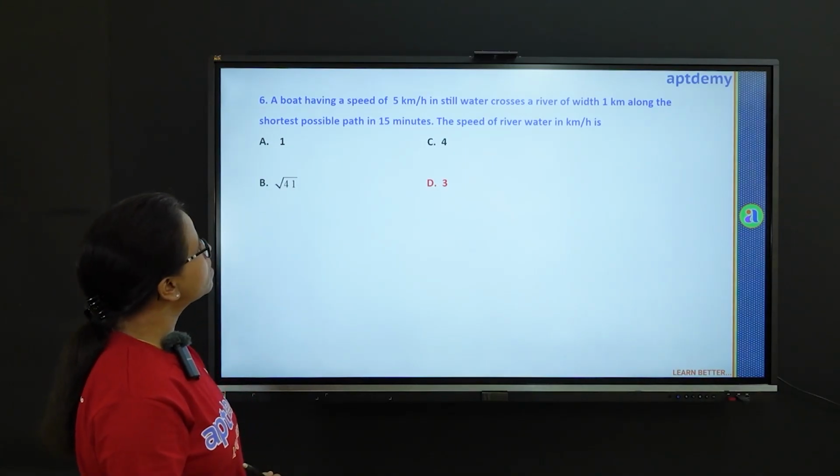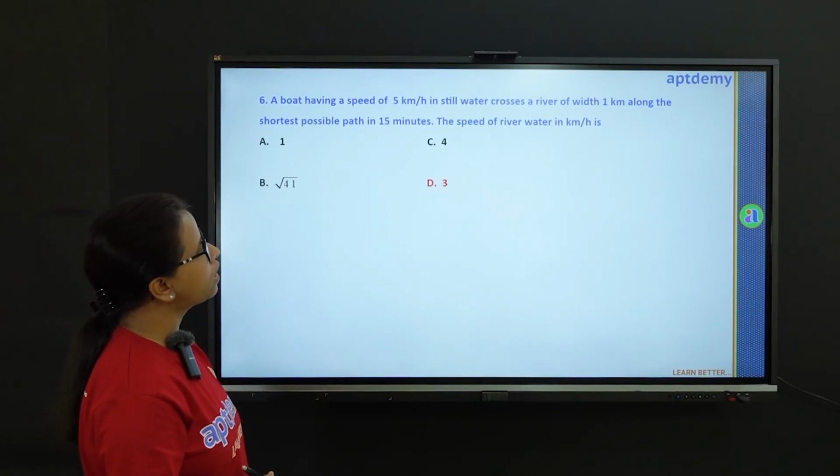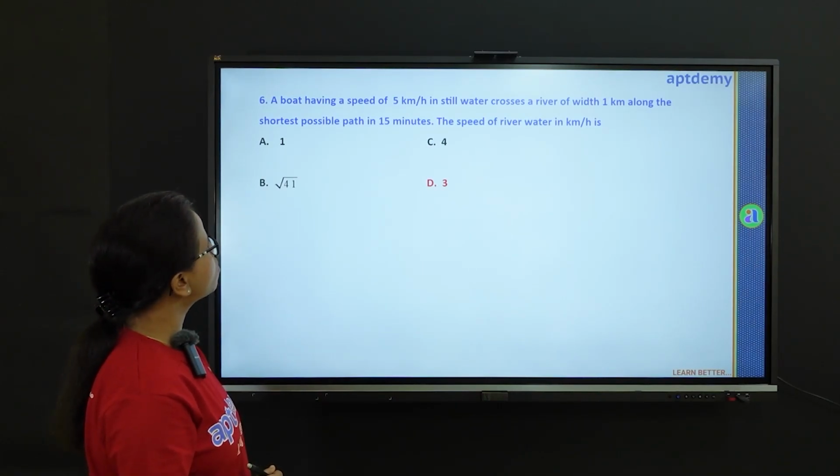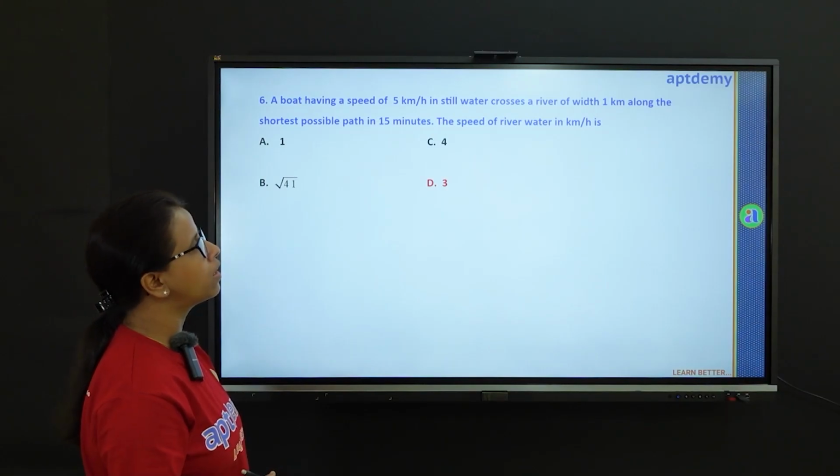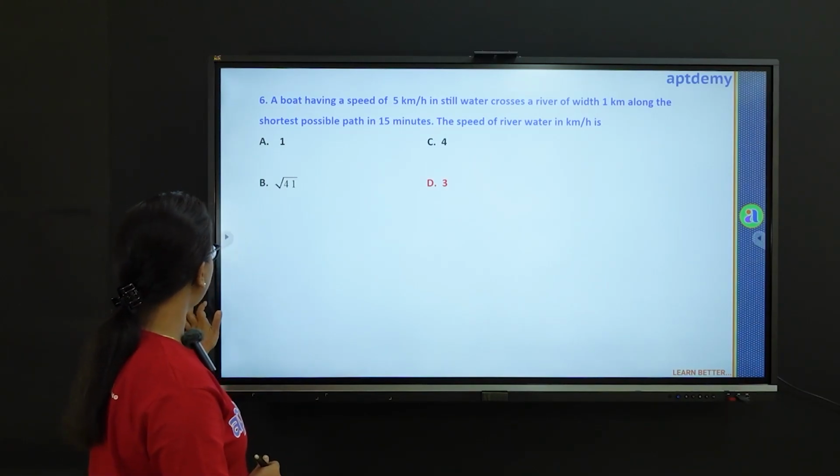A boat having a speed of 5 kilometers per hour in still water crosses a river of width 1 kilometer along the shortest possible path in 15 minutes. The speed of river water in kilometers per hour is. So a very beautiful problem. Let us start with this.